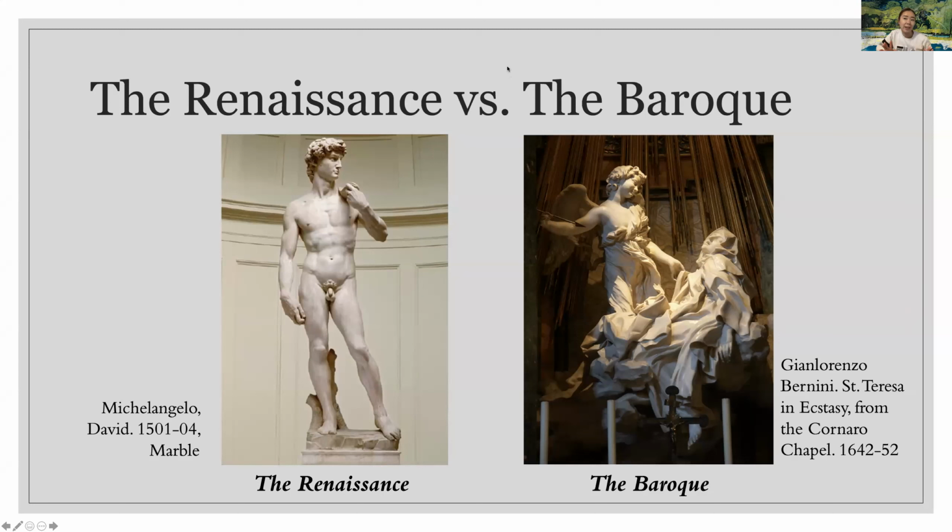How about the lighting? Lighting is more centralized? Centralized means it has a highlight and the other part has darkness. Very good.